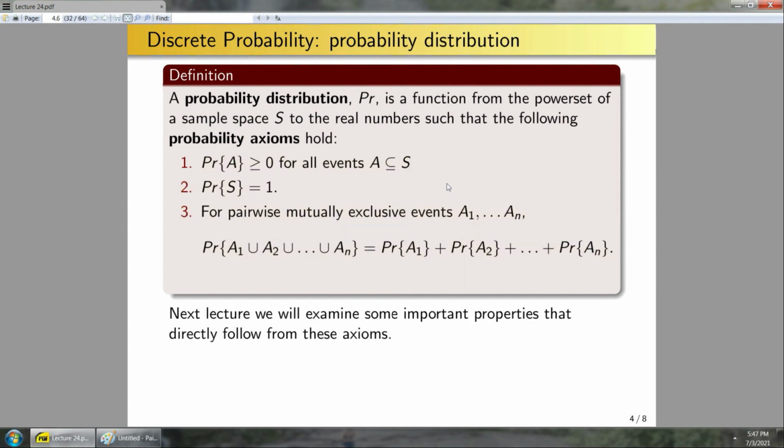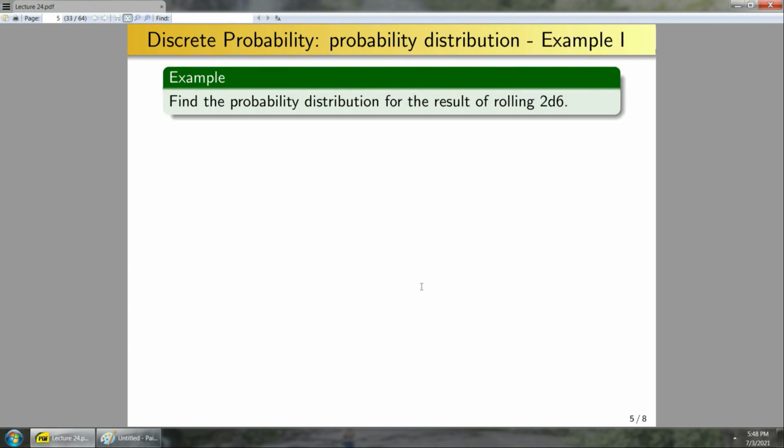So in the next lecture, we'll examine some important properties that directly follow from these axioms, namely claims 34 through 37. But for the rest of this lecture, we're just going to give examples of probability distribution functions and give the big overview of why we care about them. Okay, find the probability distribution for the result of rolling 2d6.